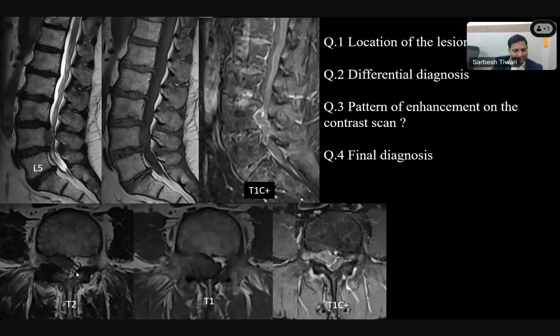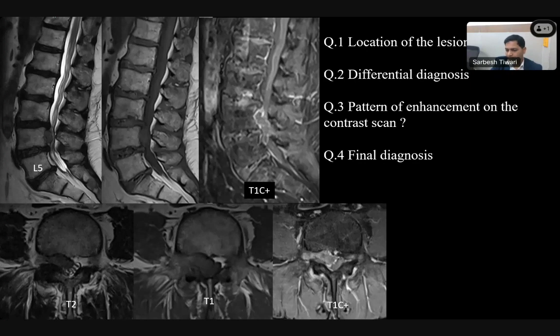So if you look at the axial scan, you see this is the thecal sac. You can see the thecal sac being displaced. So most likely it's an extradural lesion, which is having both intracanalicular and intraspinal components. Fine. What are the other differential diagnoses you would like to put here?